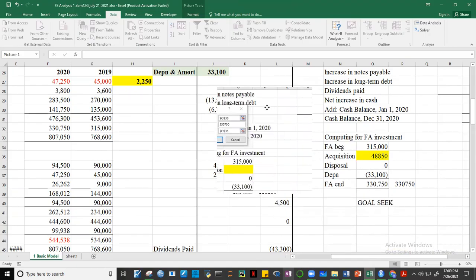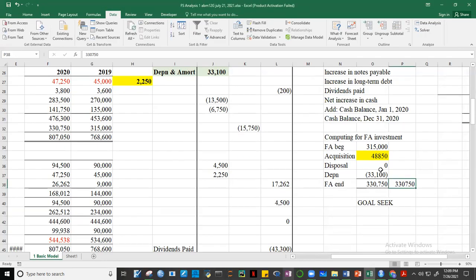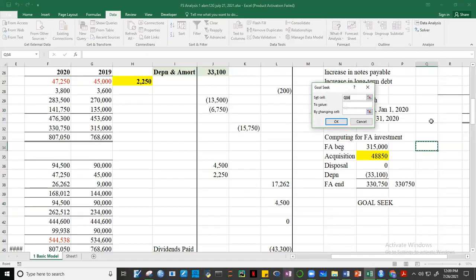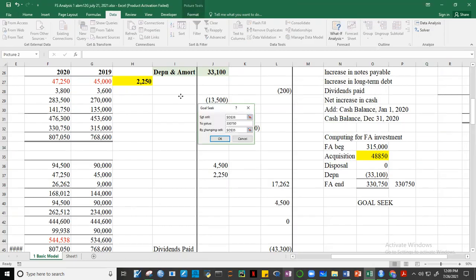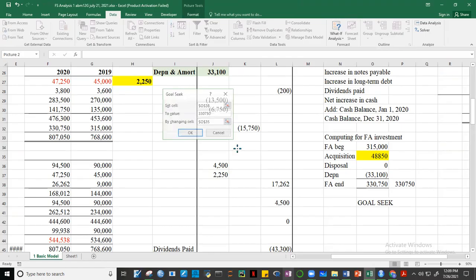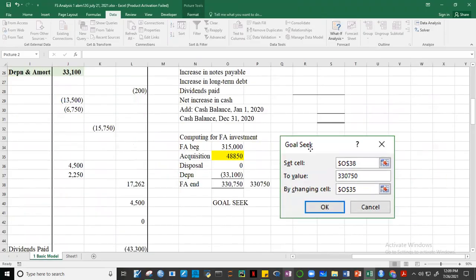Oops, sandali. Ano nangyari dito? Ulitin ko lang guys para ma-copy paste ko. What if analysis, goal seek. Set this one to 330,750 by changing this one. Okay. So, I'm pasting here the goal seek, okay, for your reference, because I'm going to send this also to you, itong file na to.